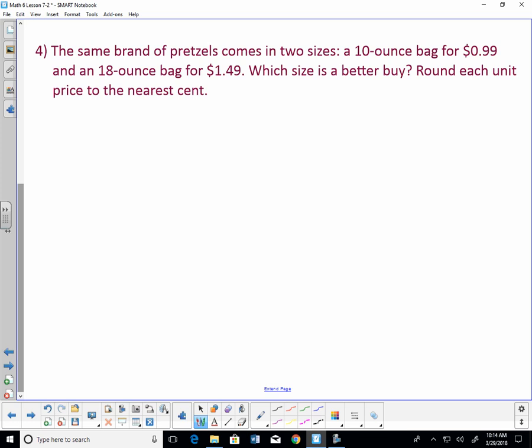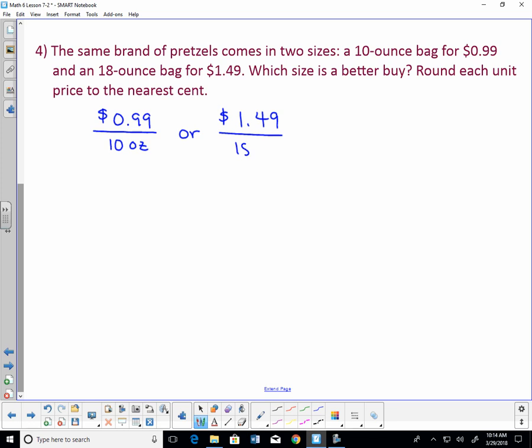Okay, that's always a good important thing to know. So we have a 10 ounce bag for 99 cents. So cost divided by size. Our second choice is we have an 18 ounce bag for $1.49. So $1.49 divided by 18 ounces.